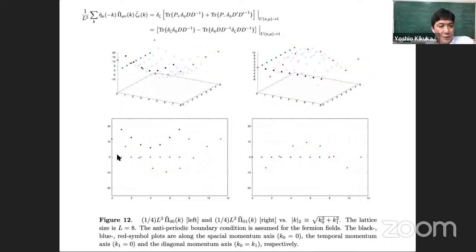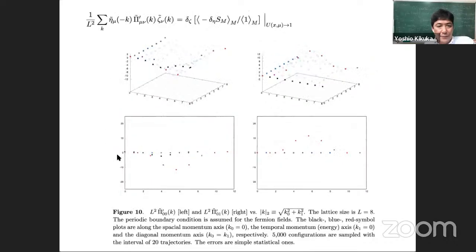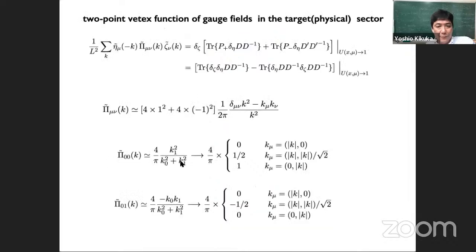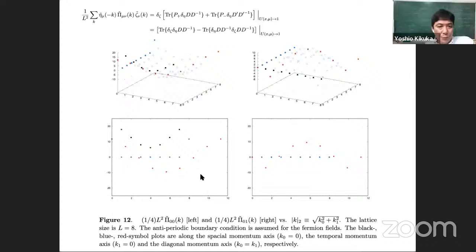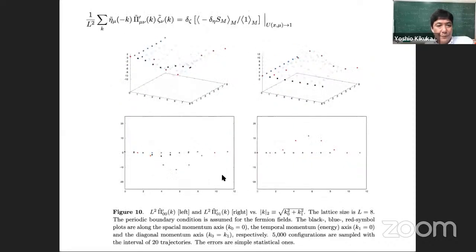And all these three cases are different, as can be expected from the continuum result. This one is from the x direction, this one is the time direction, and this is the diagonal direction, and all these three results are different. And we can reproduce this. So this property in the left Weyl fermion target physical sector is very different from the mirror fermion sector results.